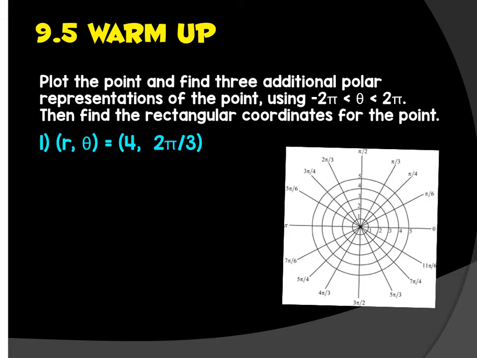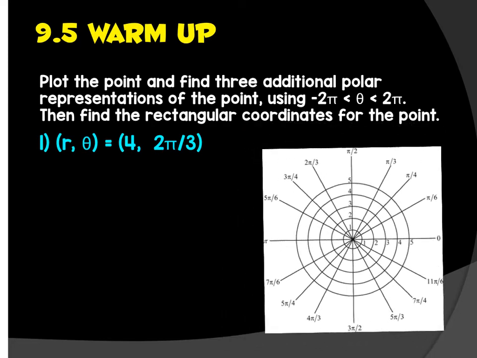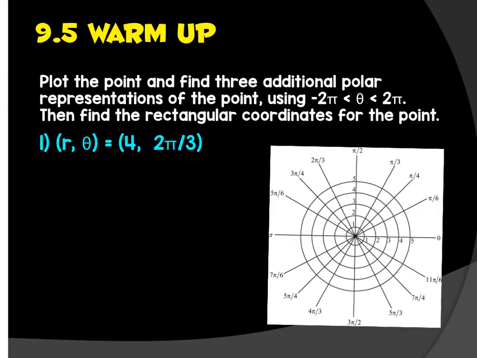Okay. All right. So number 1 says to plot the point and find 3 additional polar representations of the point using negative 2 pi to positive 2 pi. Then find the rectangular coordinates for the point. So for 2 pi over 3, and I added in this graph, just to give you an idea.